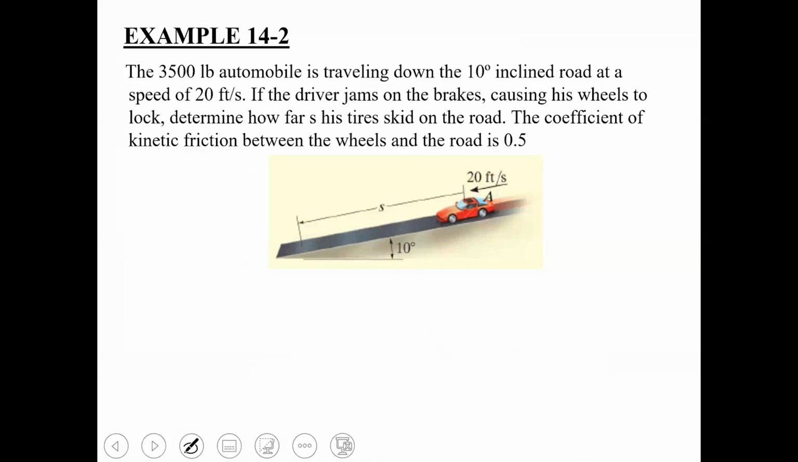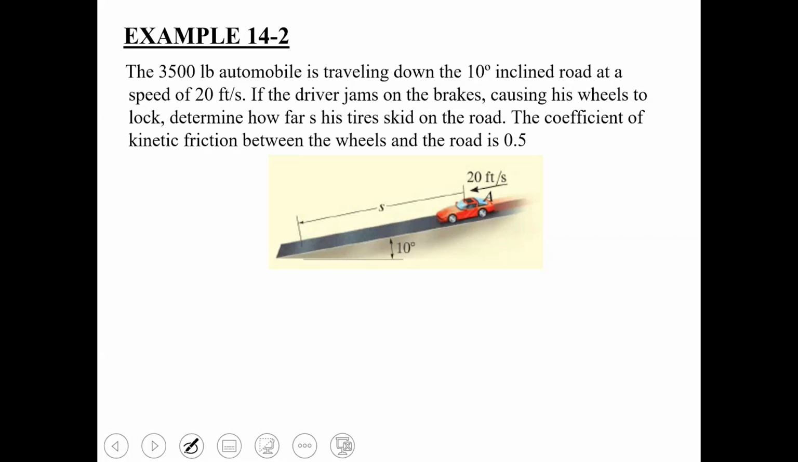Okay, starting with first example 14-1, we have already covered it, in which the different forces were acting that we discussed today. After that, starting with example 14-2, in which you have an automobile which has a weight of 3,500 pounds and it is traveling down this 10-degree incline road at a speed of 20 feet per second. So this car is traveling down the incline at a speed of 20 feet per second.